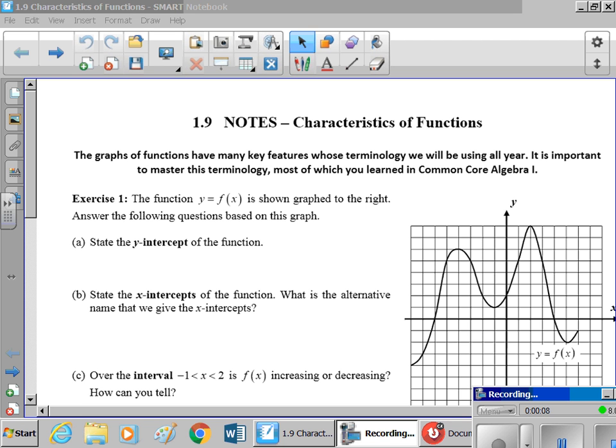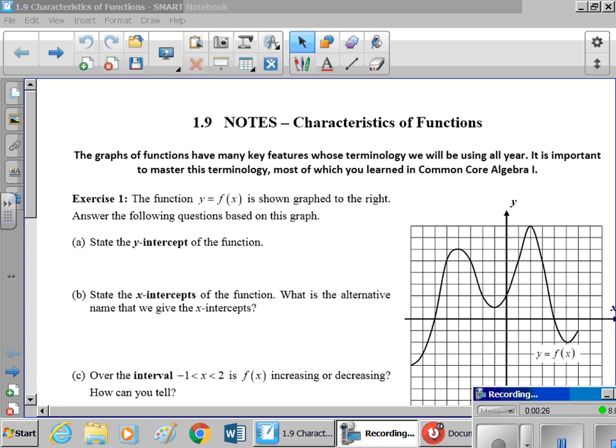Hard to believe, we're already at the end of Unit 1, which is characteristics of functions. The graphs of functions have many key features whose terminology we will be using all year. It is important to master this terminology, most of which you've learned in Common Core Algebra 1.